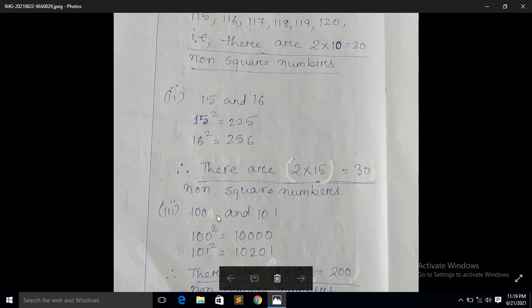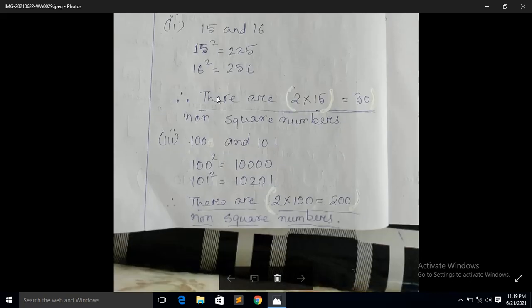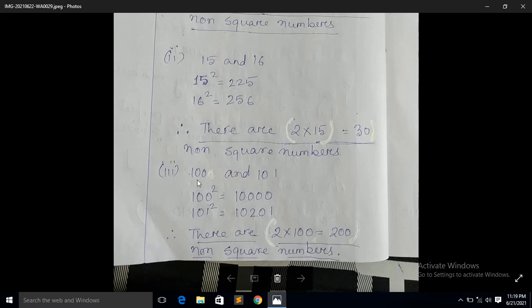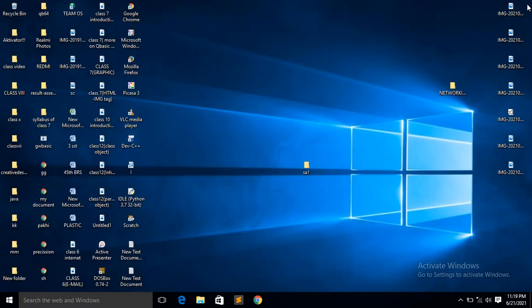So another question I have done for you. 100 and 101. You find out the squares, and how many numbers are there? 2 into n. N is what? 100. So 2 into 100. It is 200 non-square numbers. Now let us go to the next question.